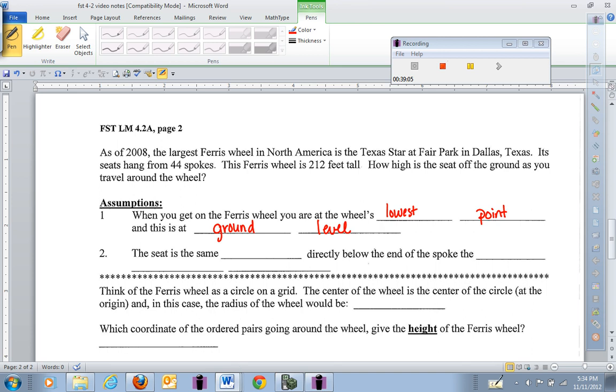Okay? We want to assume that the seat is going to be the same distance directly below the end of the spoke the entire way around the Ferris wheel. Alright, so in other words, you have this Ferris wheel and you have this seat that's hanging down off of it. Okay, as you go up and up and up and up, that seat's going to hang down the same amount of space each time as it's hooked on. Okay, that's what they're saying. Okay, as you go round and round and round the Ferris wheel.